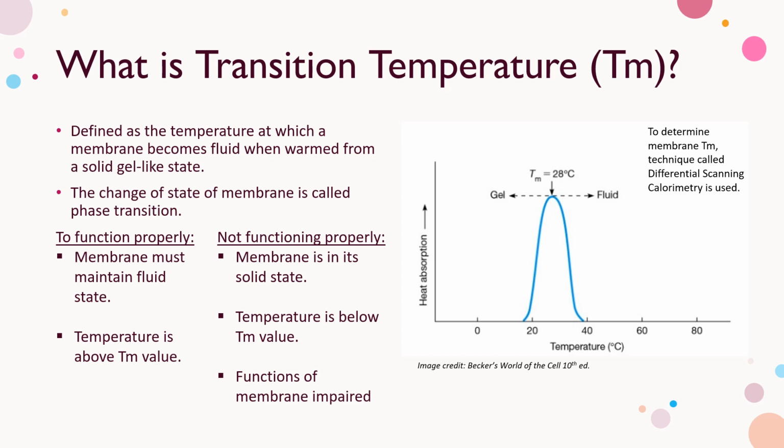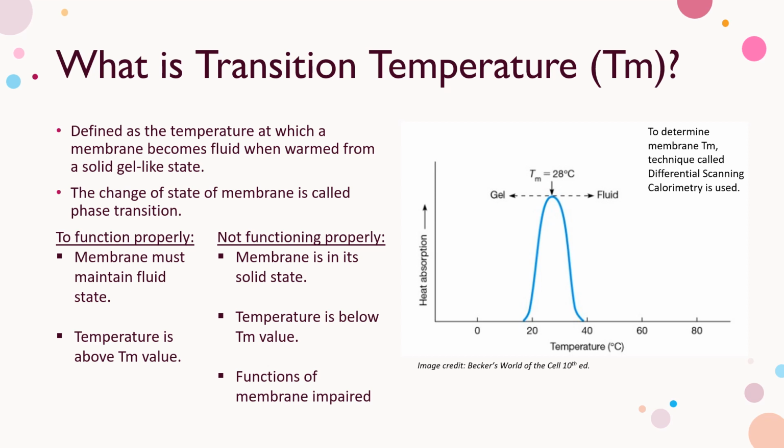So what is a transition temperature? It is defined as the temperature at which a cell membrane becomes fluid when warmed from a gel-like state. A great example of this is the melting of butter from a solid to a more liquid form when warmed. The act of transitioning is called phase transition.